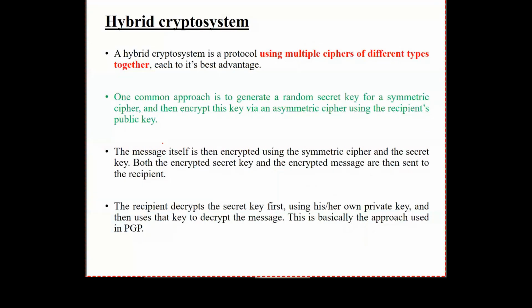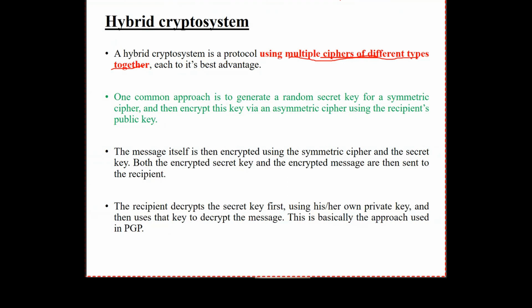Again, another definition is that a hybrid cryptosystem is a protocol that uses multiple ciphers of different types together. If they are the same type, this is not called hybrid, but if they are of different types, we call it hybrid. Similar to hybrid cars, they use gasoline and they use electric. So they are hybrid; they use two different fuels in their work.